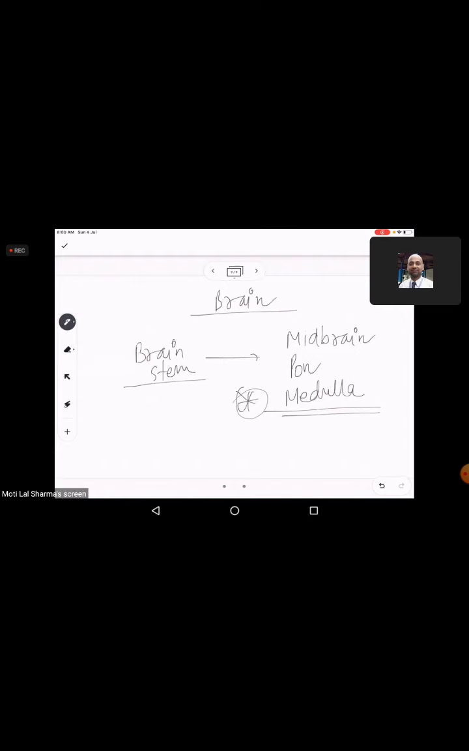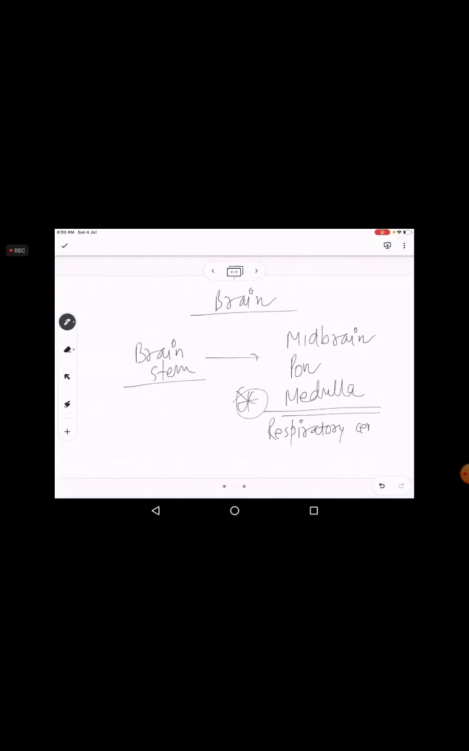The medulla is said to have the respiratory center. The breathing process, respiration, is so important. If somebody stops your breathing for some minutes, you will die. So respiration should go on. What controls your breathing? Sometimes your breathing is fast when you are running, sometimes slow when you are asleep. What determines that? The respiratory center. Where is it? That is in your medulla.